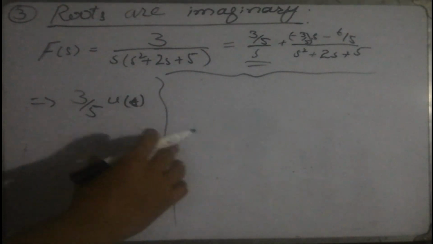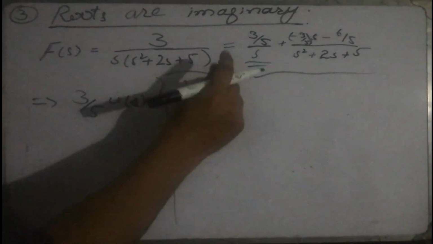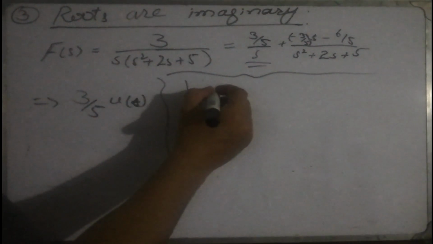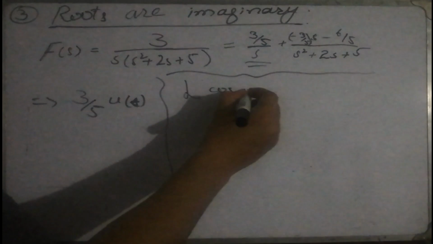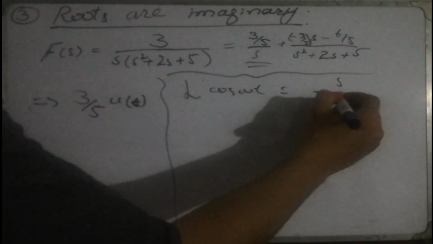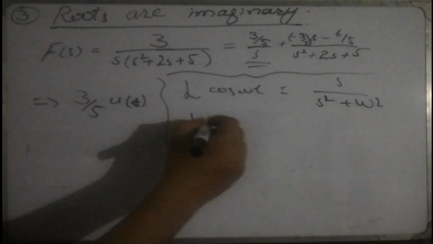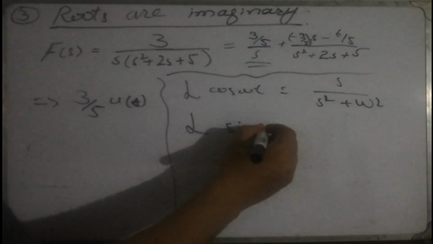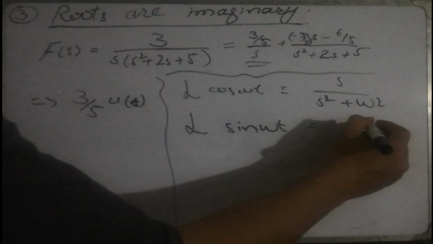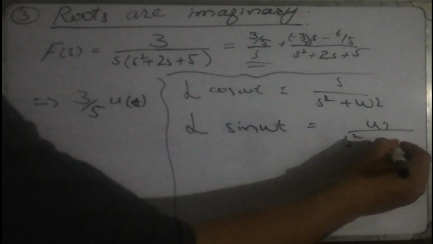So if we look at the table, we have the Laplace transformation of cos omega t, which is s divided by s square plus omega square, and we also have the Laplace of sin omega t, which is omega divided by s square plus omega square.